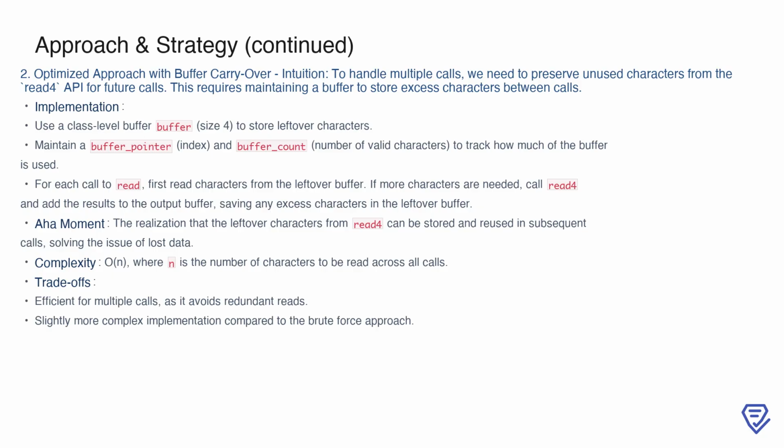When read is called, we first check the leftover buffer and consume any available characters. If additional characters are needed, we call read4 to fetch more and add them to the output buffer. Any excess characters from read4 are stored back in the carryover buffer for subsequent calls.